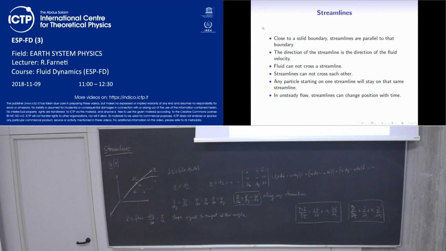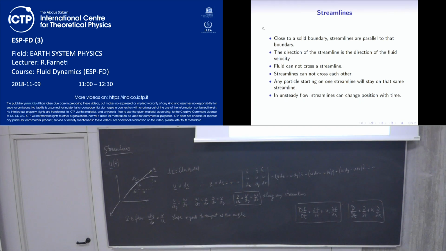Okay, so some definitions and properties of streamlines. Close to a solid boundary, streamlines are parallel to that boundary because, by definition, they are parallel to the flow. Okay, the flow cannot go into the boundary, and so the flow will have to go around the boundary, and so the streamline. The direction of the streamline is the direction of the fluid velocity, because by definition it's parallel to the fluid vector. Fluid cannot cross streamlines, of course, because by definition they're parallel.